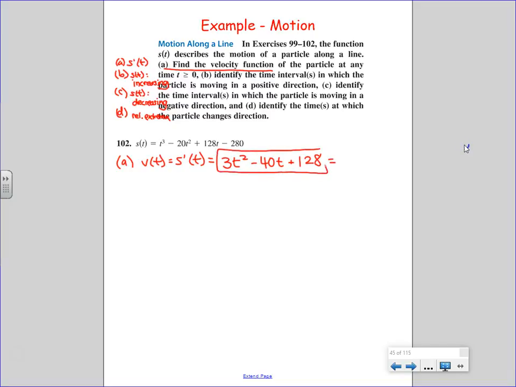First of all, that is my velocity. I'm setting it equal to 0, so we need to do a sign chart. So my critical numbers, otherwise known as my stopping points. Stopping points? Oh, velocity is 0.